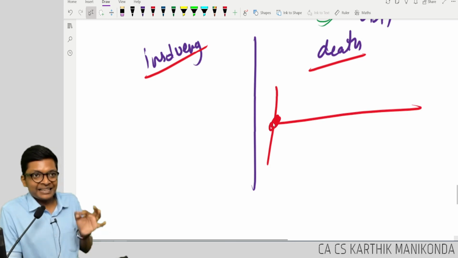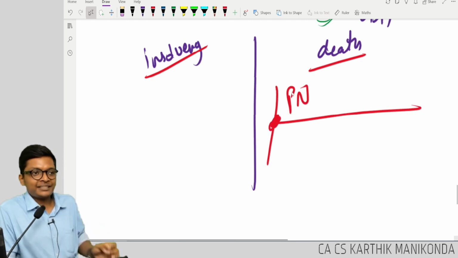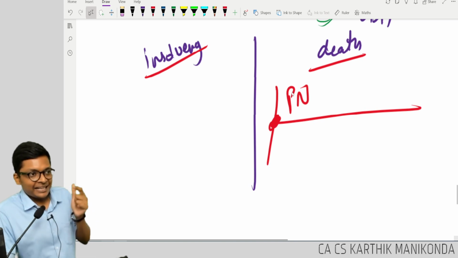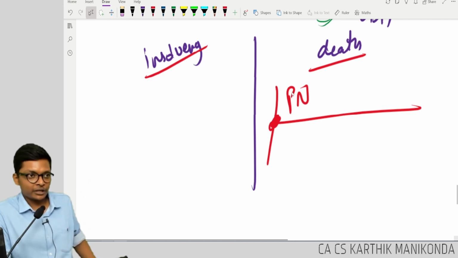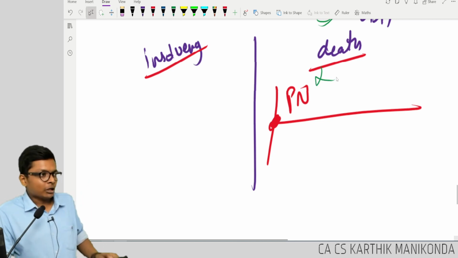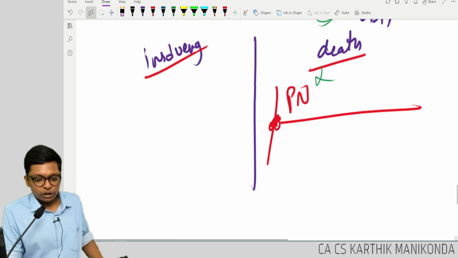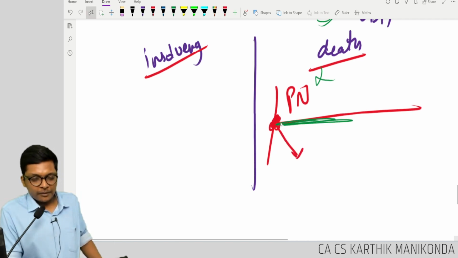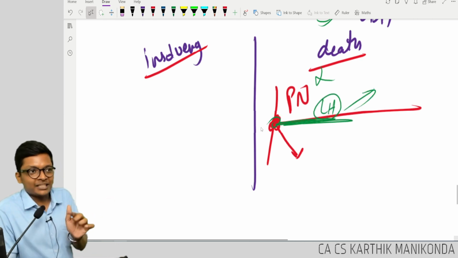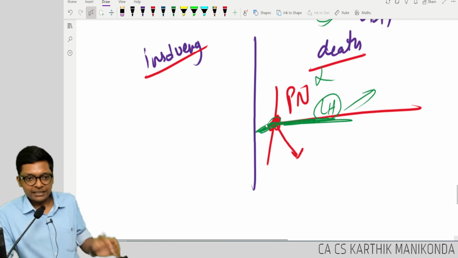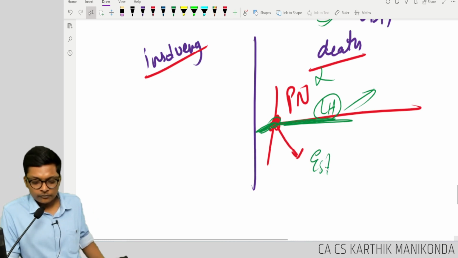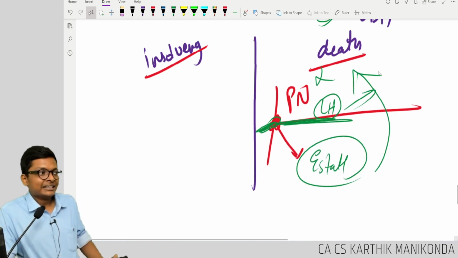From the time a partner dies, should he give public notice? In retirement, I have to give public notice. In death, should I give public notice? How will I give? I'm not alive. Okay. So no need to give public notice for death. From the date of the death, the legal heirs are not liable for acts after the death. They are only liable for acts until the date of death, and that too only up to the estate available of the deceased partner.